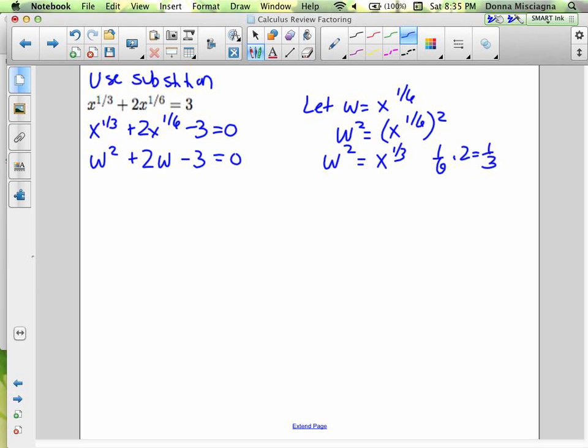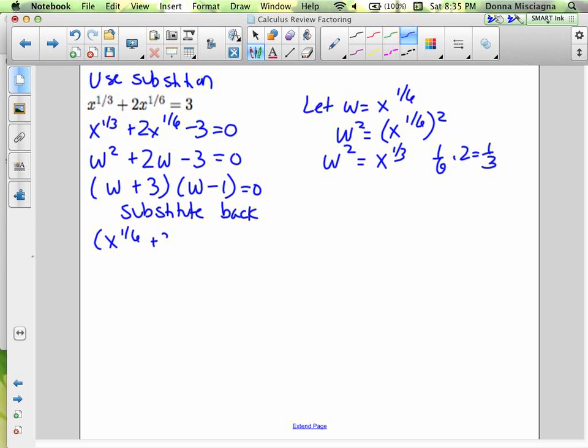1 times -3 equals -3. Multiplies to give you -3, adds to give you 2, would be 3 and -1. So W plus 3 and W minus 1. Substitute back. And so we have x to the 1/6 plus 3 times x to the 1/6 minus 1 equals 0. Now we'll solve. X to the 1/6 plus 3 equals 0. X to the 1/6 equals -3.